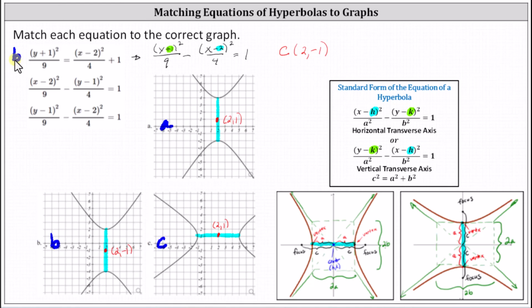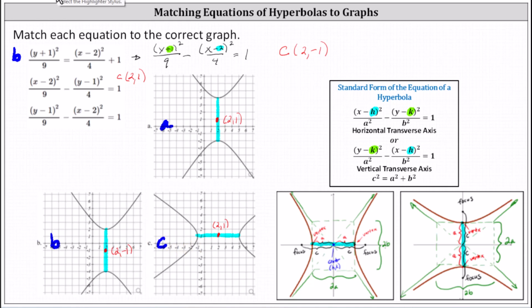Now the next two equations are in standard form. Looking at the second equation, because we have the x part minus the y part, we now know we have a horizontal transverse axis, and therefore the correct graph must be graph C. But let's also determine the center. Looking at the x part, we have x minus 2, and therefore h is positive 2. Looking at the y part, we have y minus 1, and therefore k is positive 1. The center is 2, 1, and we have a horizontal transverse axis, which does match graph C.